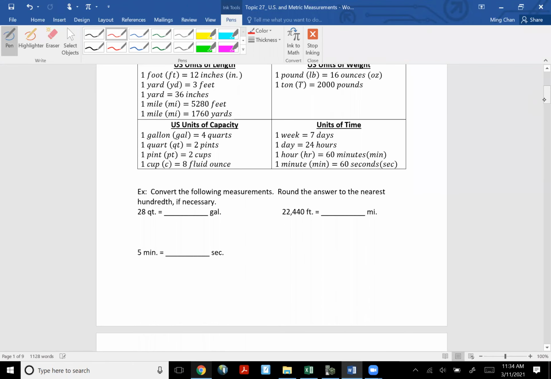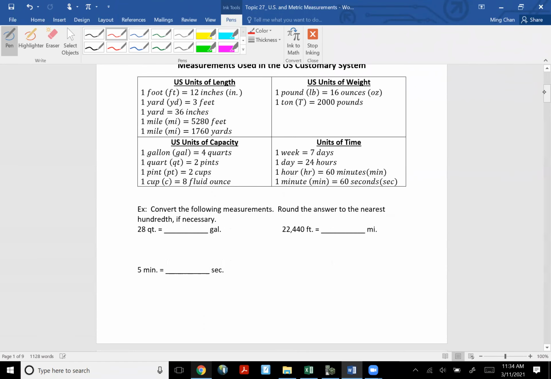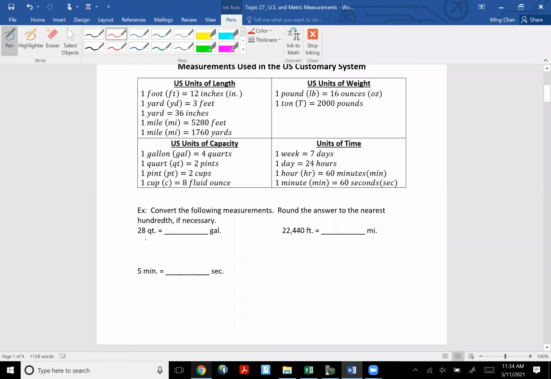I'm going to do the shortcut first. Quart to gallon. Both of them are U.S. measurements, so this problem converts between U.S. and U.S., and both are under capacity. So this is the box you look at. Do you see anything between quarts and gallons? Right here: 1 gallon, 4 quarts. So that's a direct, one-step conversion.